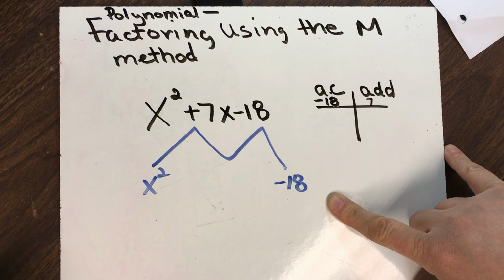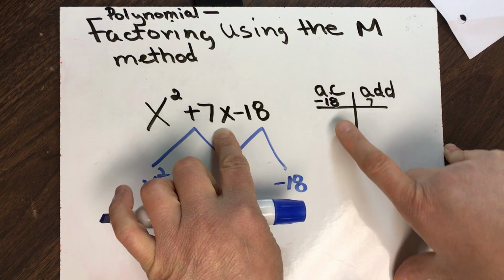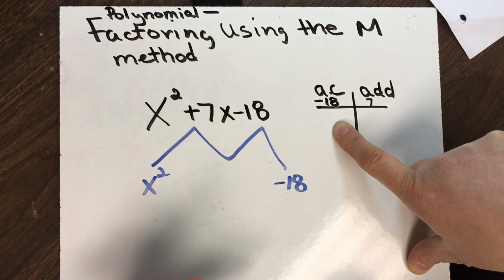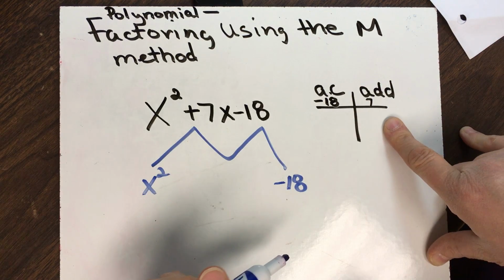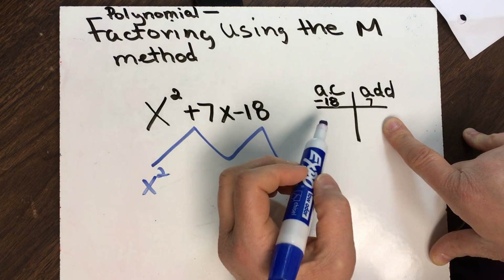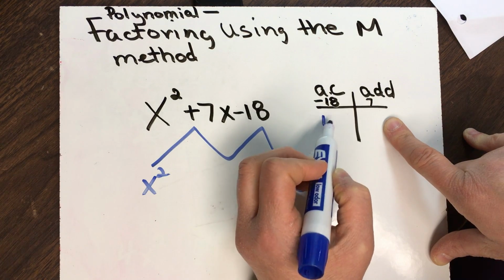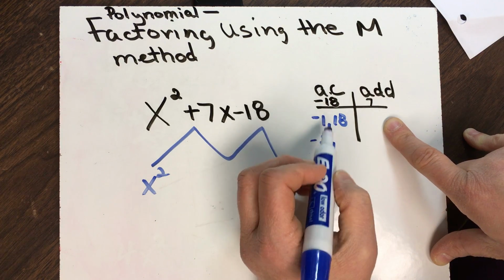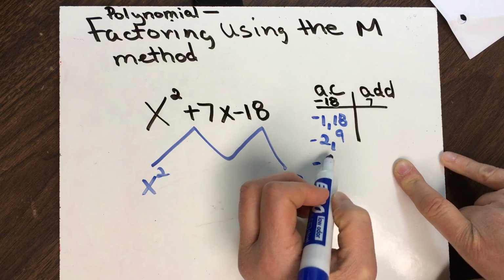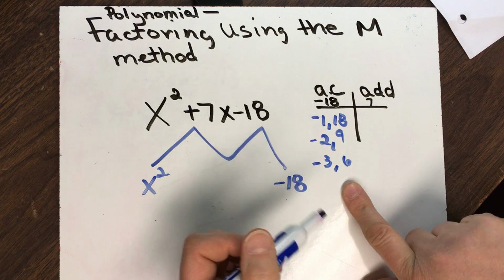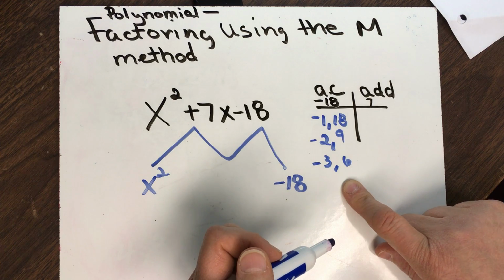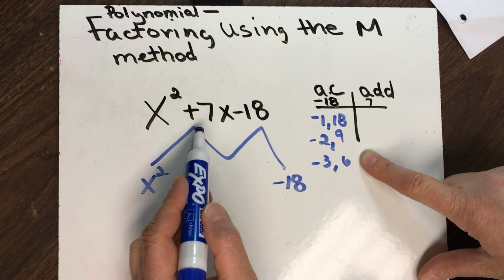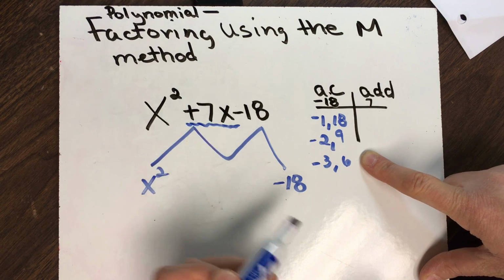And just like we've done in other methods, you have to figure out this middle piece here. So we need to figure out what the factors of negative 18 are, that when you add them up they will be 7. So in this case we have 1 and 18, and we need negative 2 and 9, and we need negative 3 and 6. So those are my factors of negative 18. I want to make sure that my larger number is positive here because our middle term is a positive number.